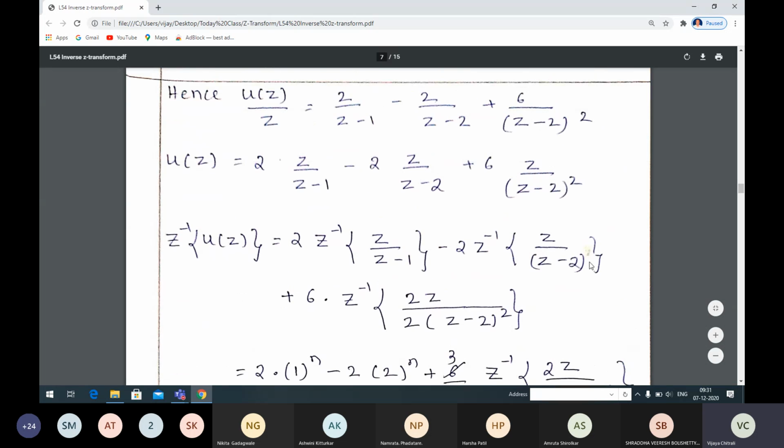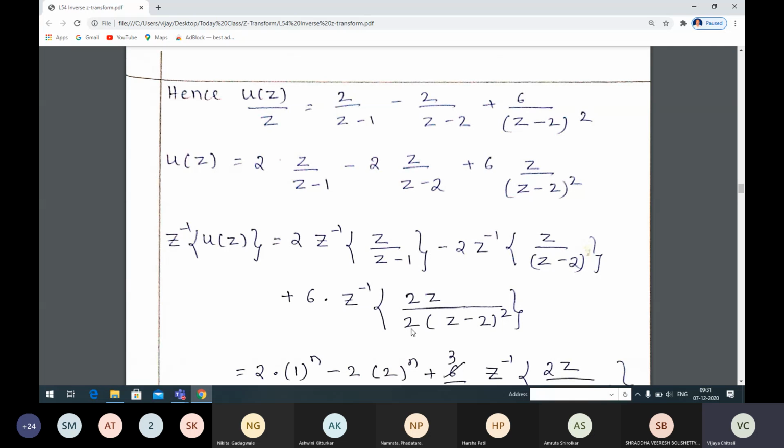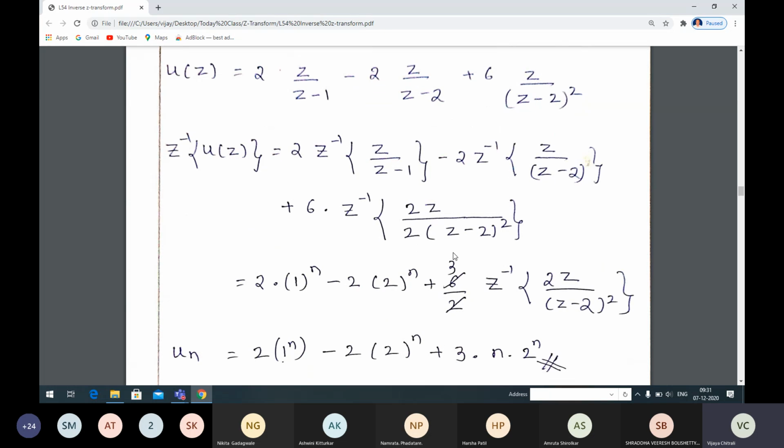So once again I'll explain. Here the inverse z of what we have is z divided by z minus 2 raised to 2. So here I want the a term. a is 2, means I want 2 here. So multiply by 2, divide by 2. We want this 2z, we don't want this 2, take it outside. So 6 by 2 will be 3. So the inverse z of 2z divided by z minus 2 raised to 2 is nothing but n times 2 raised to n.